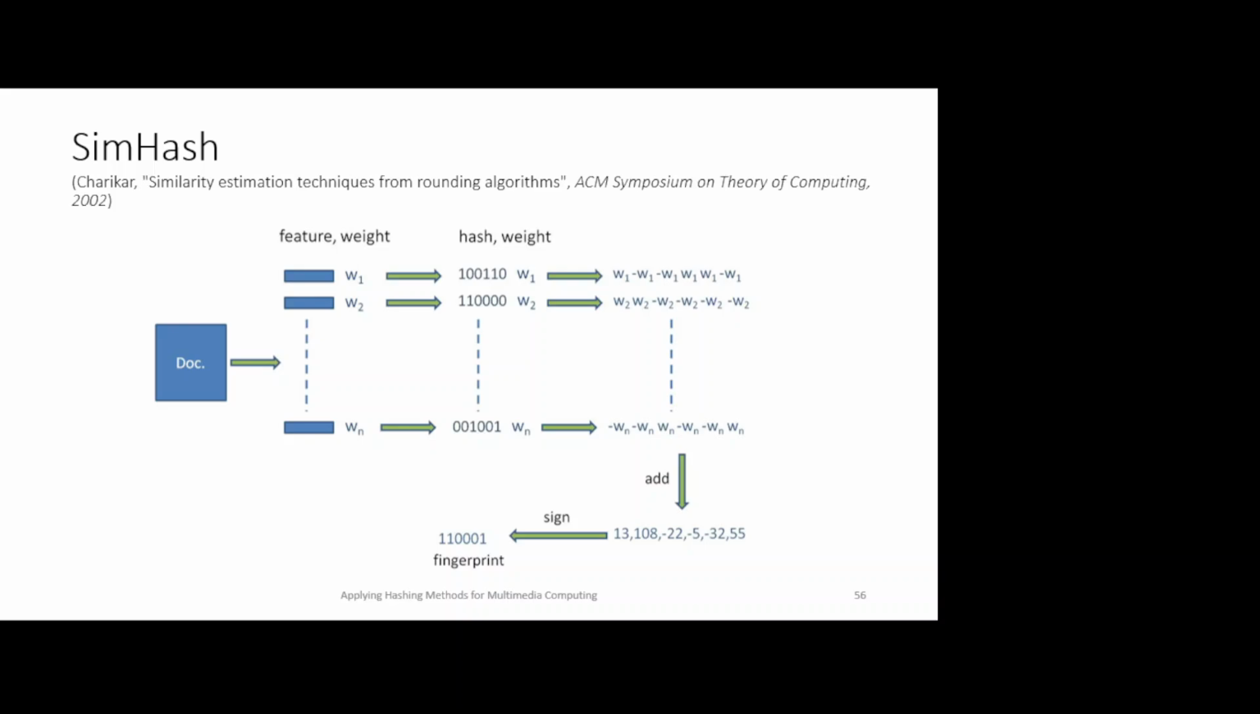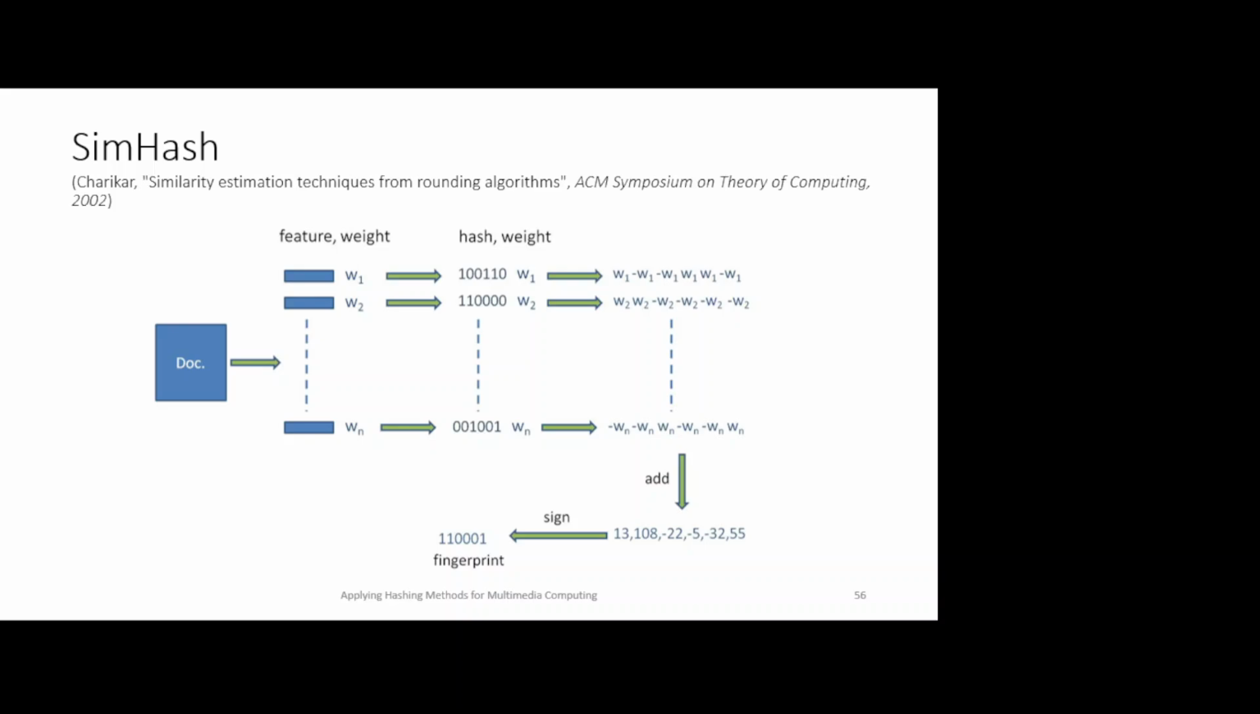Okay, for all the n binary codes, each one is a 6-dimensional value vector, and we have n such vectors. We just sum them together to generate the result. Okay, so here, suppose the summation is like this. You see, it's 13 and 108 and so on.